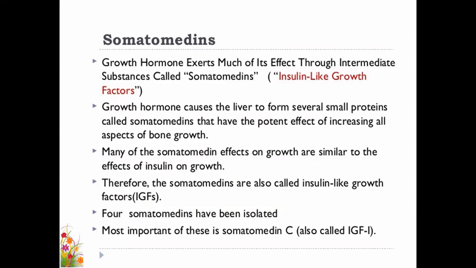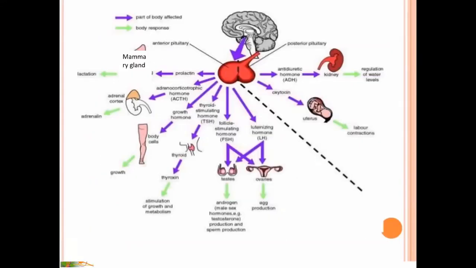There are 4 somatomedins that have been isolated in laboratory conditions, and the most important of these somatomedins is somatomedin C. So in this picture, you can clearly understand the function. The hypothalamus is controlling the release of anterior pituitary hormones and posterior pituitary hormones.